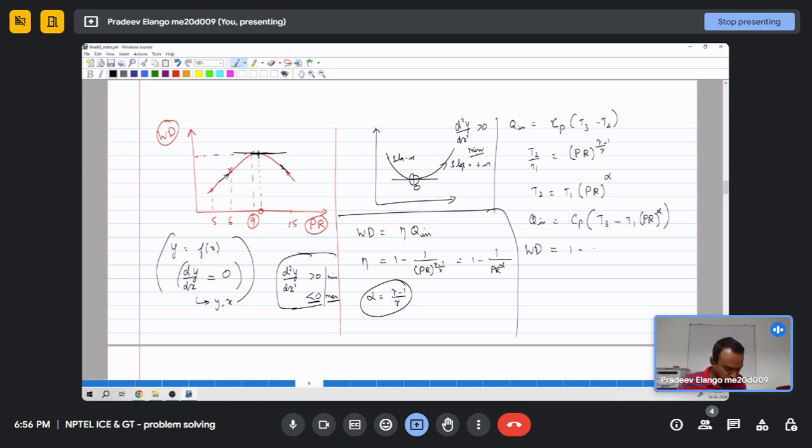Efficiency is 1 minus 1 by pressure ratio power alpha, so I can write it as 1 minus pressure ratio power minus alpha. So this term is efficiency. And now I have Q in. Q in is Cp into T3 minus T1 into pressure ratio power alpha. This is Q in.